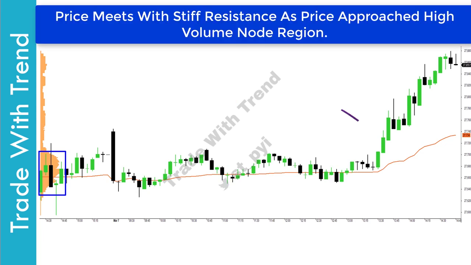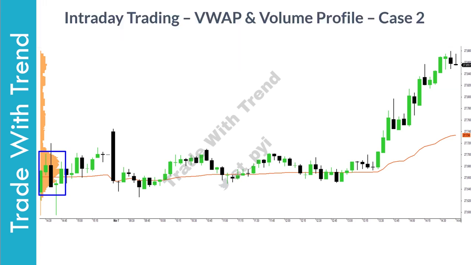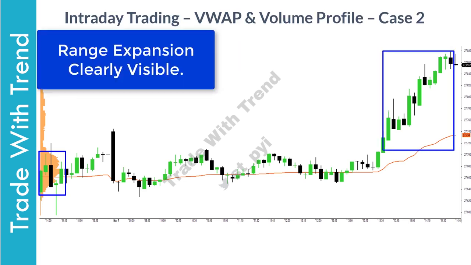It is only in this region that we get wide range candles that lead price above the high volume node region. Now once this happens, price rises with momentum and VWAP starts moving higher. As price heads higher, look at the range of candles in this region. Most candles, if you see, expand in the direction of trend.